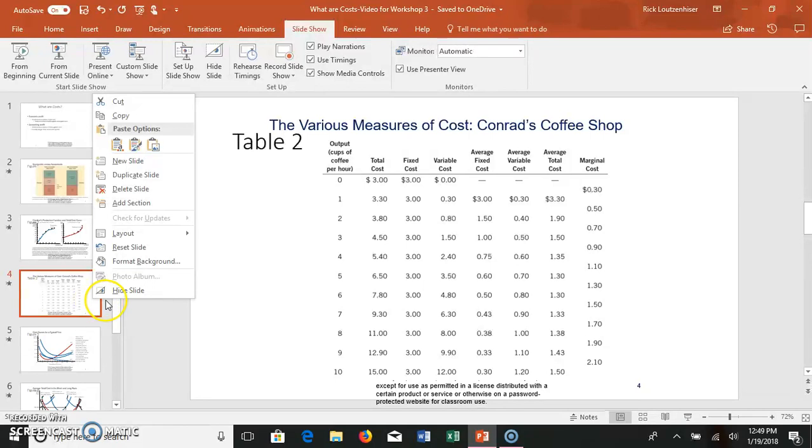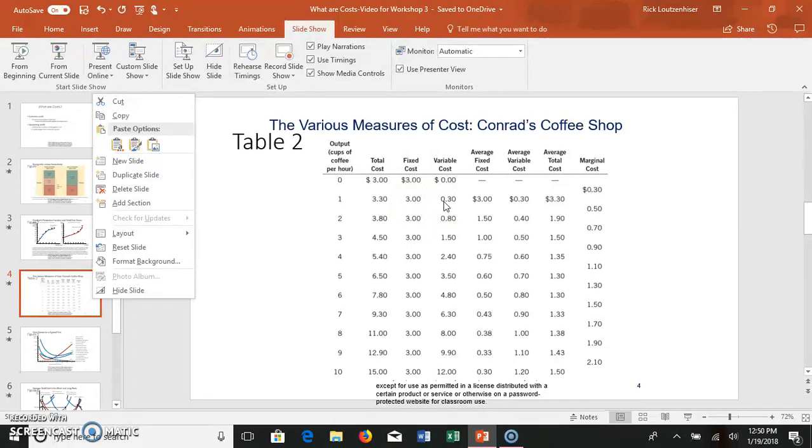Okay, I'm going to take one quick example, and that is the first row of 0. We're not producing anything, and we incur a cost of $3. That's probably rent or something for the building, okay? It's the only cost we incur. There's no output. We haven't done anything. We still have bills, okay? Then we produce our first cup per hour, and we have a cost of $3.30. That's because in addition to the $3 of fixed costs, we add 30 cents of variable costs.